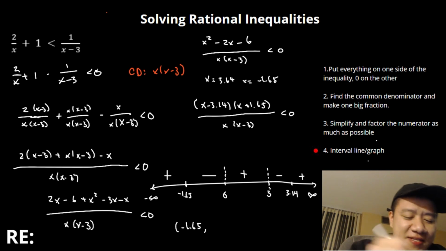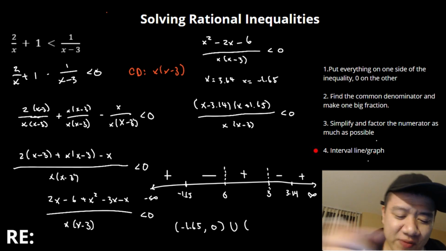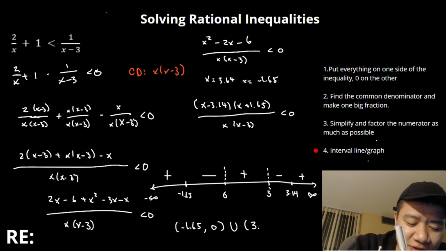And this is our vertical asymptote, so 0. And our second one is between 3 and 3.14.